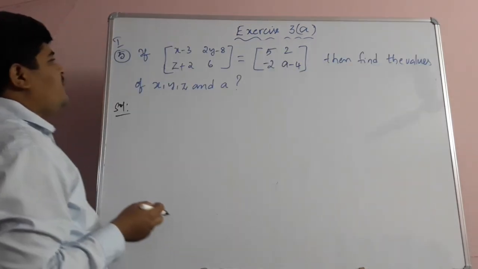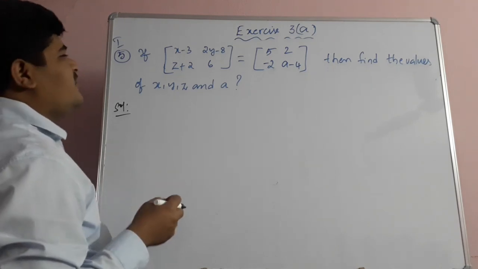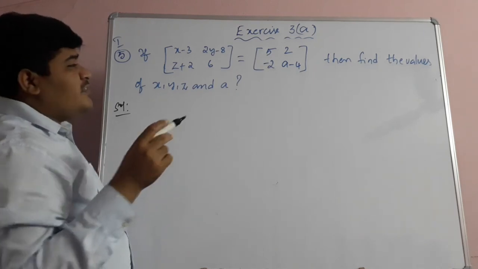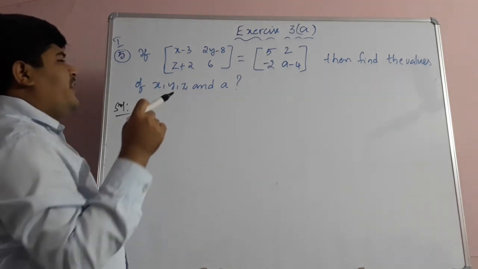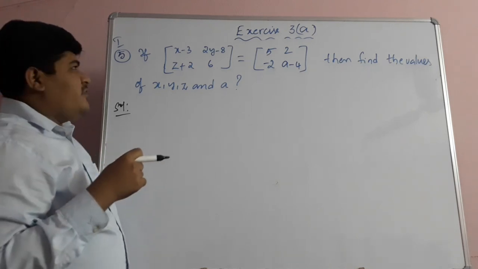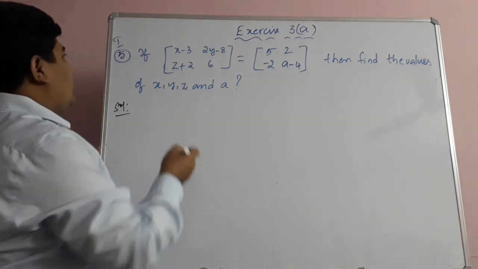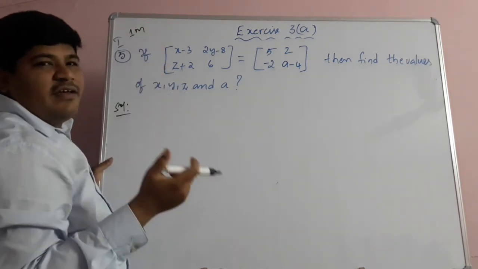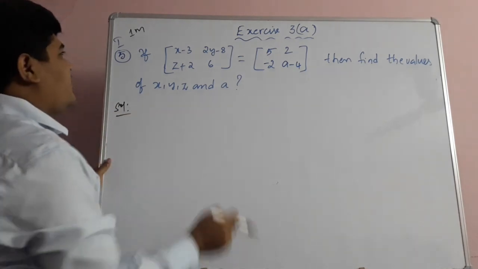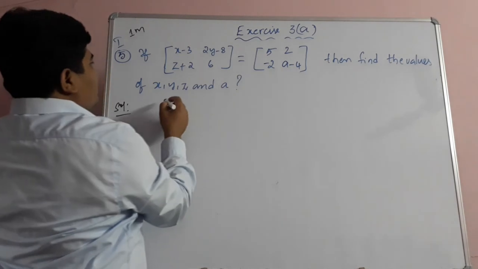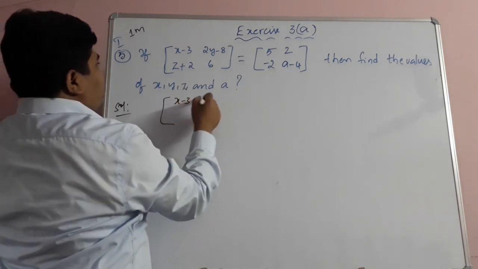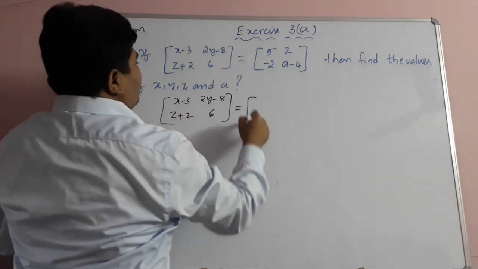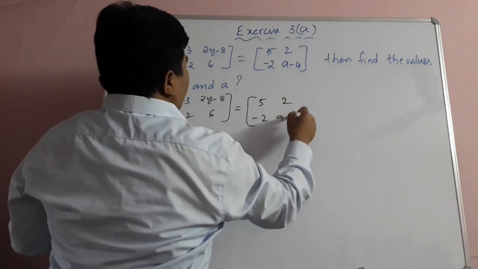Now let's see problem number 5. If the matrix x minus 3, 2y minus 8, z plus 2 and 6 is equal to 5, 2, negative 2 and a minus 4. So children, if these two matrices are equal, then find the values of x, y, z and a. So children, this is very important for short answer type problems. So for 1 mark it's important.